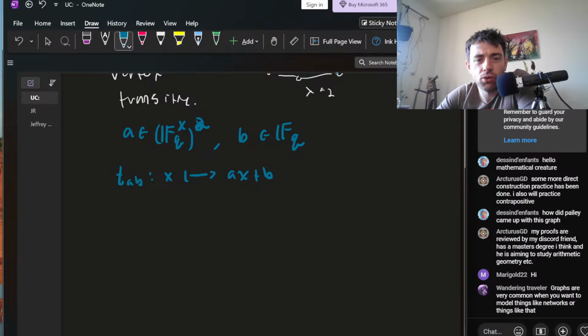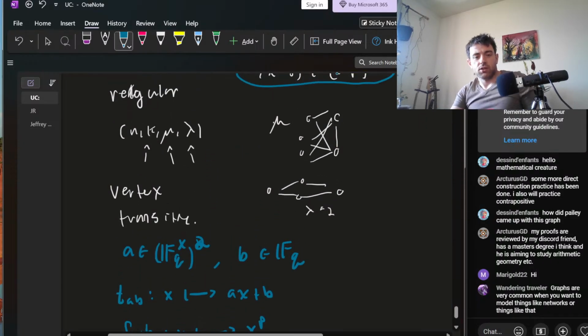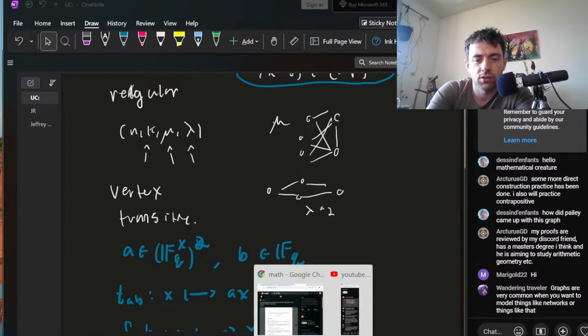Right. So I claim that all of these are automorphisms, and that's almost it. And Frobenius. And that's it. Those are all the automorphisms of these graphs.